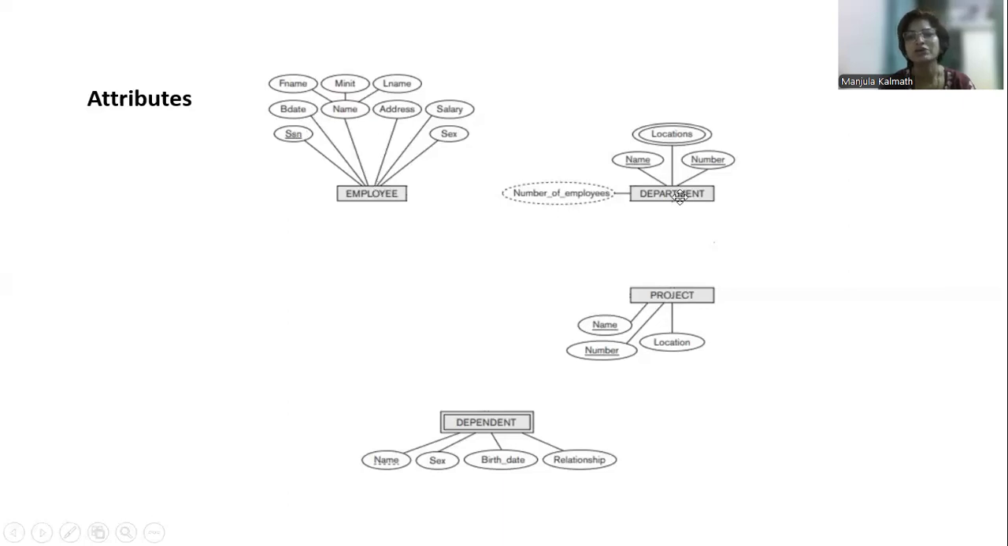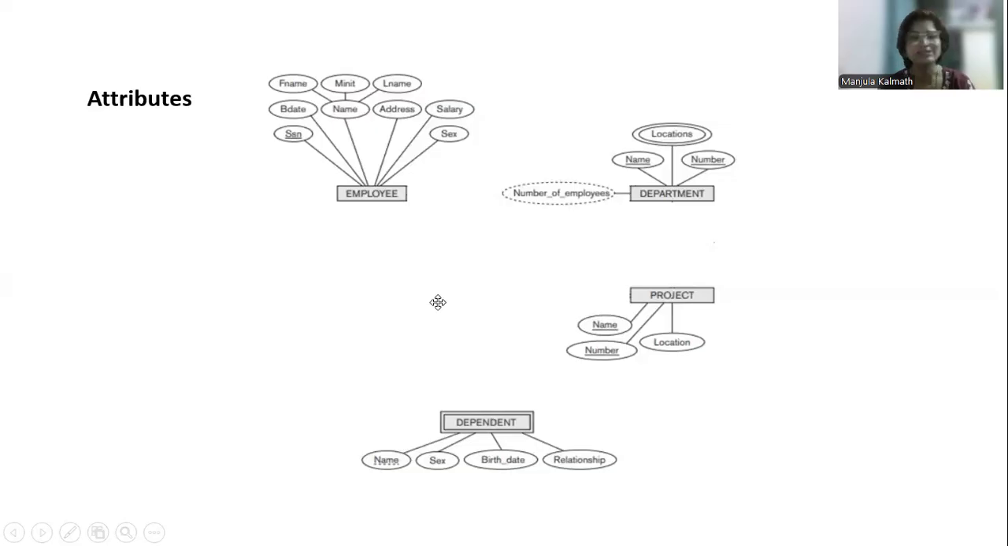Like that, department also has a primary key. Project also has a primary key. So the entities that have primary keys are called strong entities. And the entity for which there is no primary key is called a weak entity. Now dependent is a weak entity because it does not have any primary key here. It does not have its unique identity through any of the attributes. That's why these are strong entities and this is a weak entity.